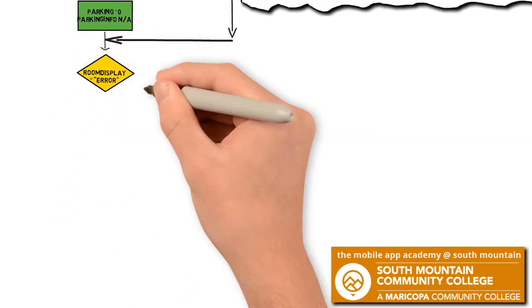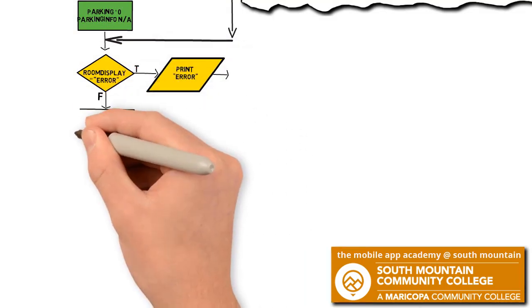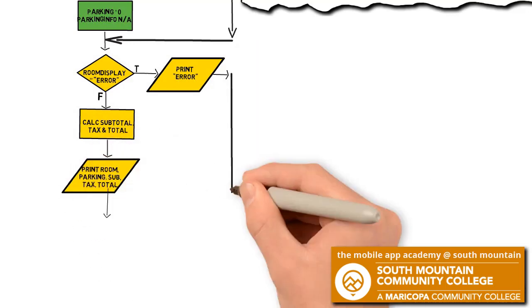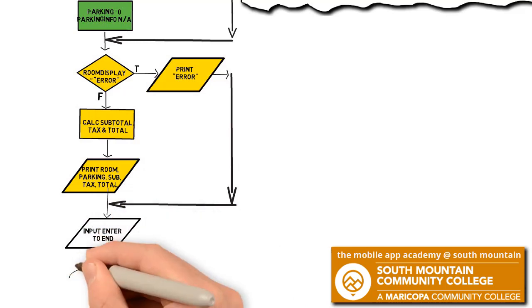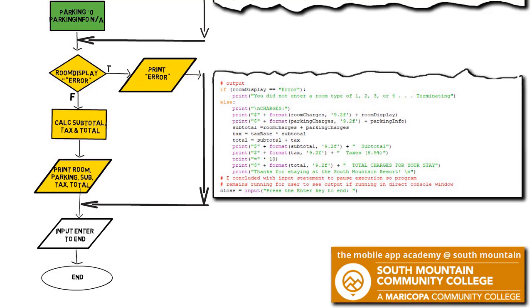Next, we'll use one more if-else structure, and that is we're going to check to see if room display is equal to an error. And if it is, we're going to print that it's an error. Otherwise, we're going to show the room, the parking, the subtotal, the tax, and the total. We have to calculate the subtotal and the tax and total. And so those are two different forks. And then we're going to conclude with that input statement I showed you earlier, to pause the execution so we can see the display before we terminate the window. Let's take a look at that final bit of code.